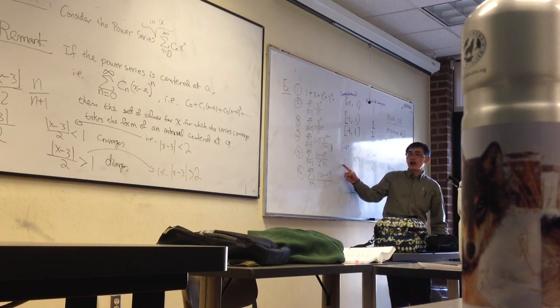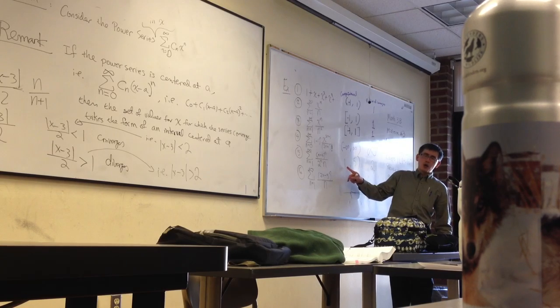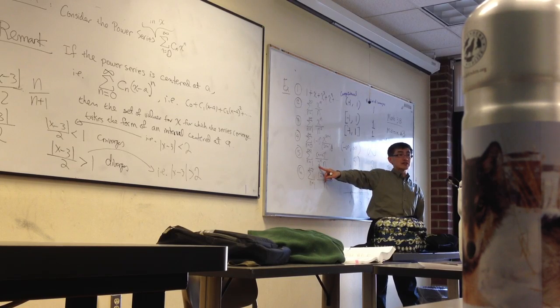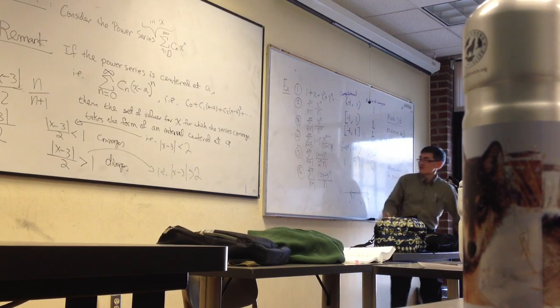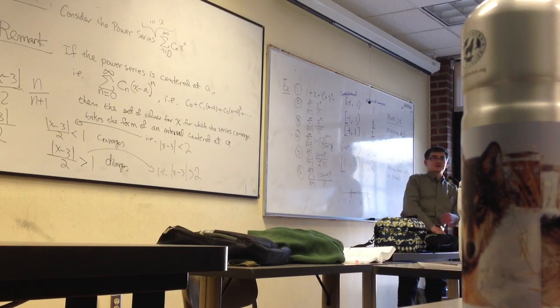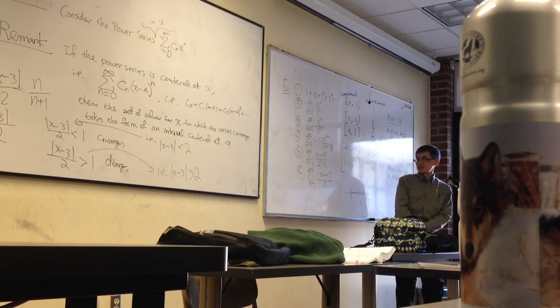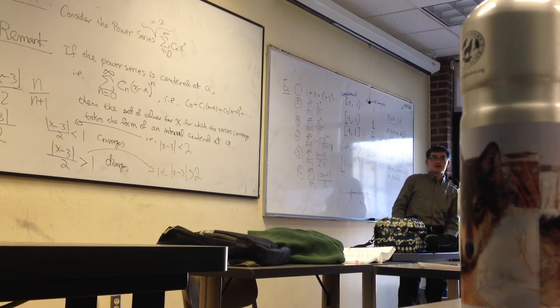How about negative 1? Not negative 1, how about 1? If you plug in 1, 1 minus 3 is negative 2, raised to the nth power. The absolute value part cancels out 2 to the nth power, but you have an alternating sign. So it's an alternating harmonic series, which converges. So that's the interval of convergence.